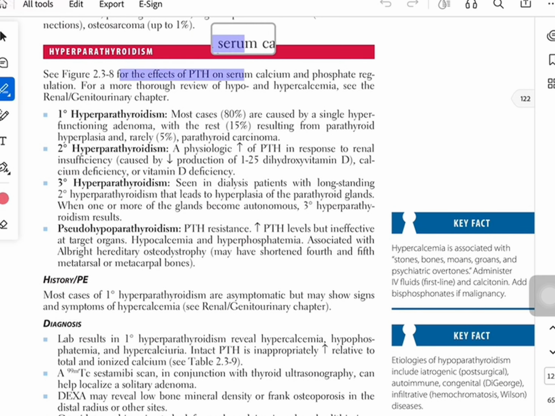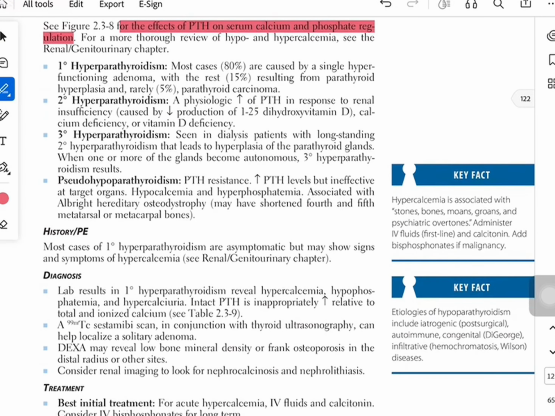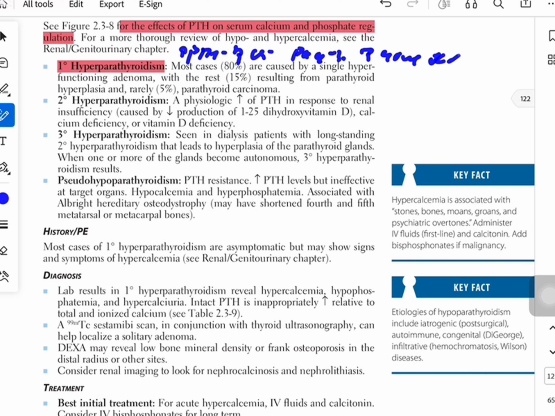Okay, guys, I hope you have done everything for the effect of the parathyroid hormone on serum calcium and phosphate regulation. Yes, for a more thorough review of hypercalcemia, see the renal chapter. I mean they have discussed it in another chapter. Primary hyperparathyroidism: what do we see? High level of parathyroid hormone, high level of calcium, low level of phosphate, high level of urinary cAMP. I have discussed all these things.